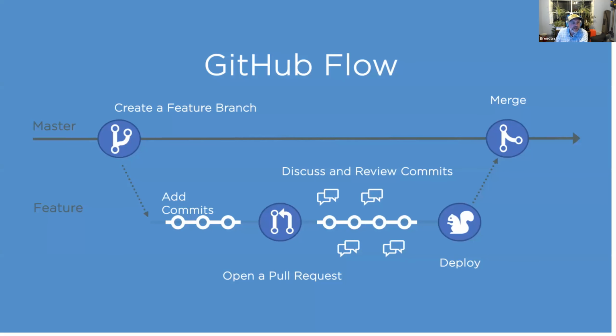So visually, this is GitHub Flow, where we have our master branch. And again, I apologize. These are old images that are using the term master, not main.